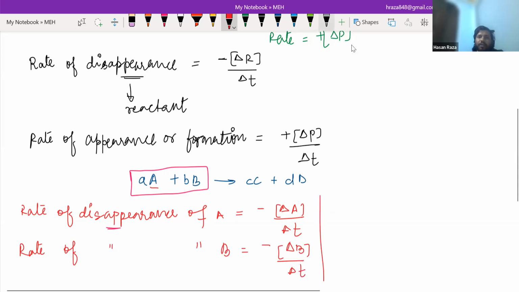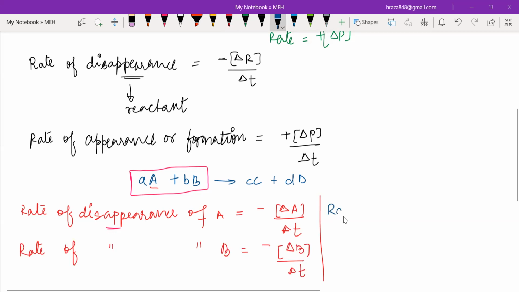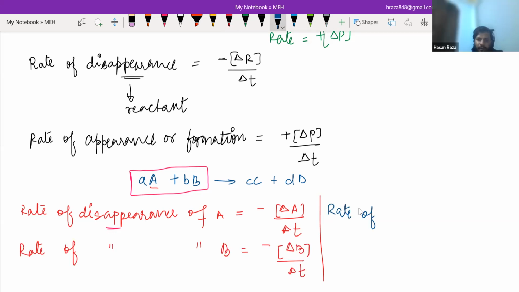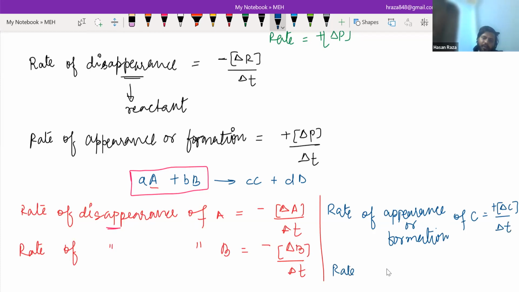Now we are going to use this for the product, and you know that for a product we use either appearance or formation. There are two products, so the rate of appearance of C means positive change in concentration of C upon delta T. Then again, the rate of appearance of D will be plus delta D upon delta T. Is that clear? So this is how we deal with the rate.